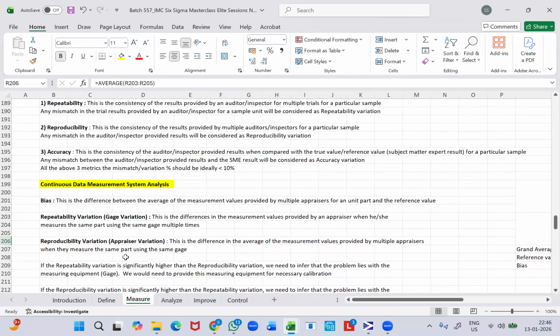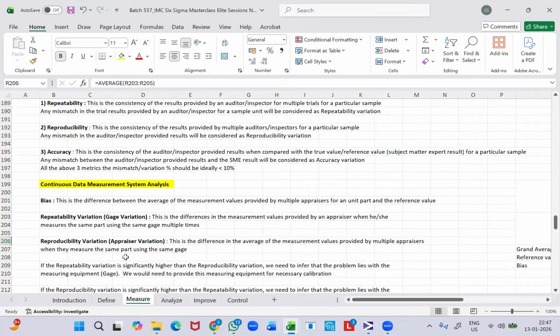Fine. But then what is the corrective action that we are supposed to take? If you happen to find the overall gauge R&R variation for a continuous data measurement system analysis to be in excess of 10%, and if you find the repeatability variation to be significantly higher than the reproducibility variation, then we need to infer that the problem lies with the measuring equipment. And we need to give the measuring equipment for necessary calibration. So we need to give it for repair work, right? The repair work is what we would technically call calibration.